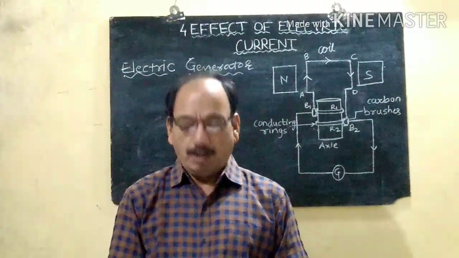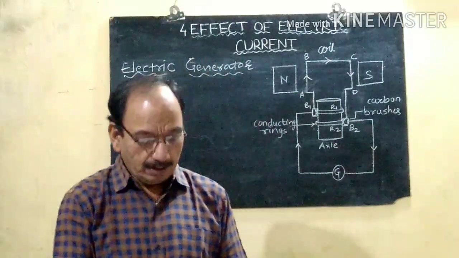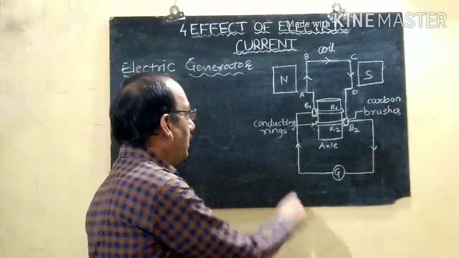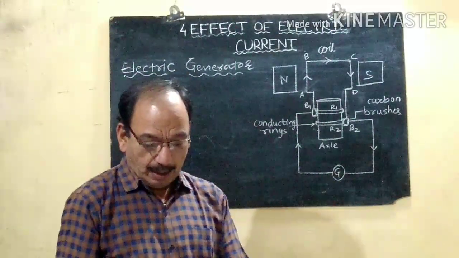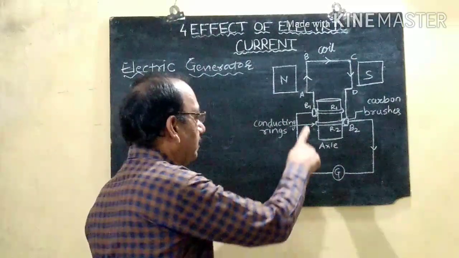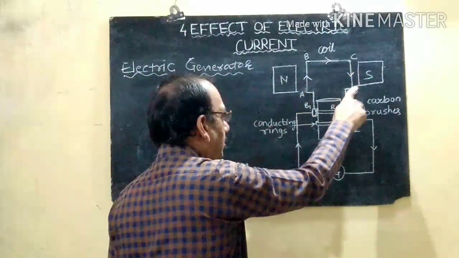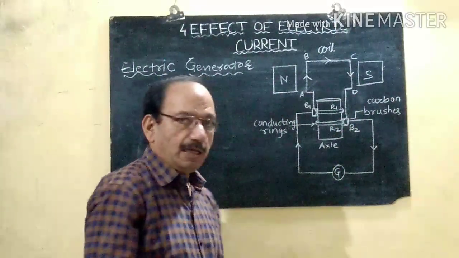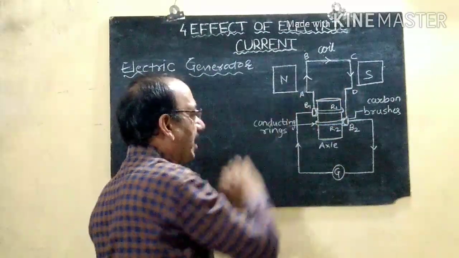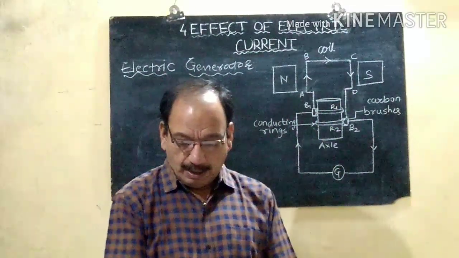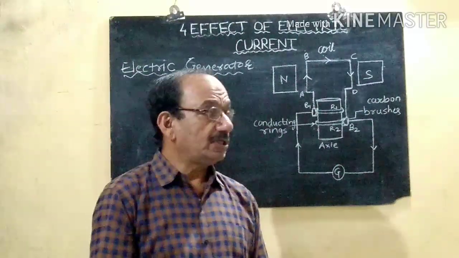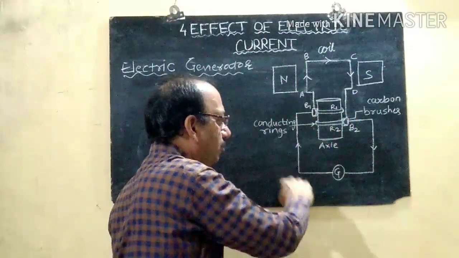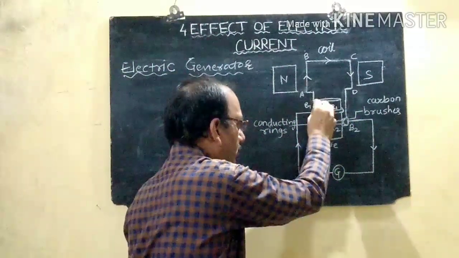In the book, on page number 60, figure 4.20 is given, which shows the electrical generator. If you observe here, this rectangular coil, that is ABCD, is kept in a strong magnetic field, and the two ends of this coil, AB and CD, are connected to the rings R1 and R2.